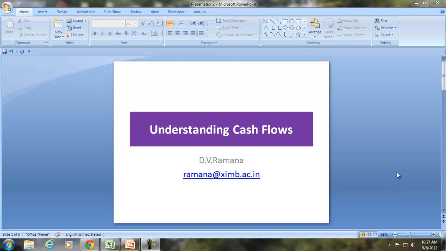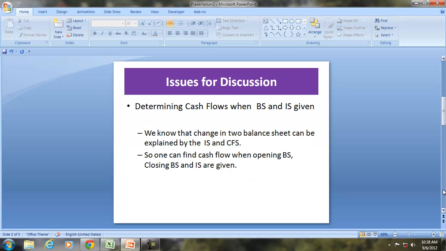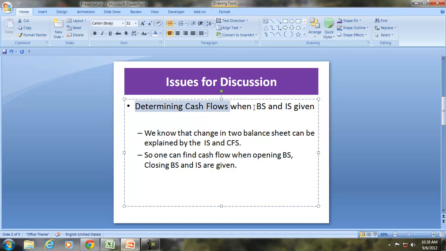Hello and welcome to our discussion on understanding the cash flows. In today's session, we will try to find cash flows when the balance sheet and income statement are given.